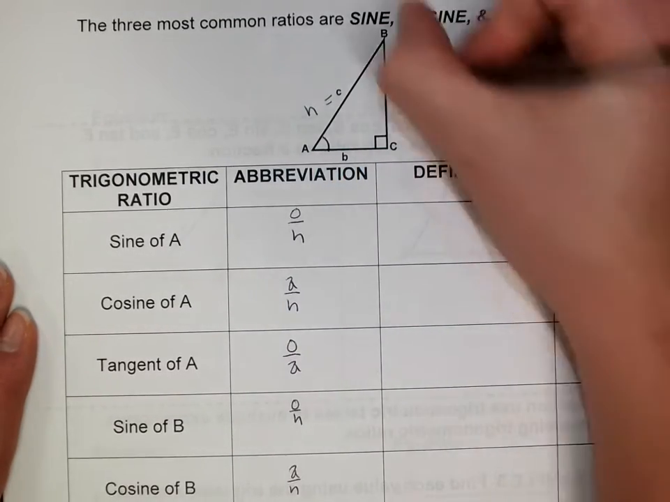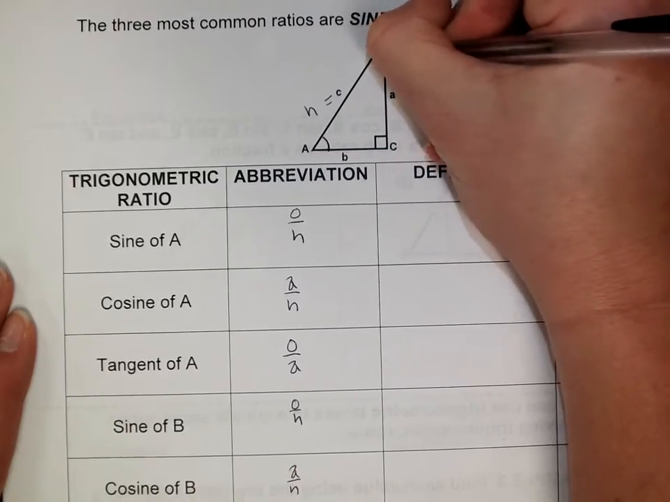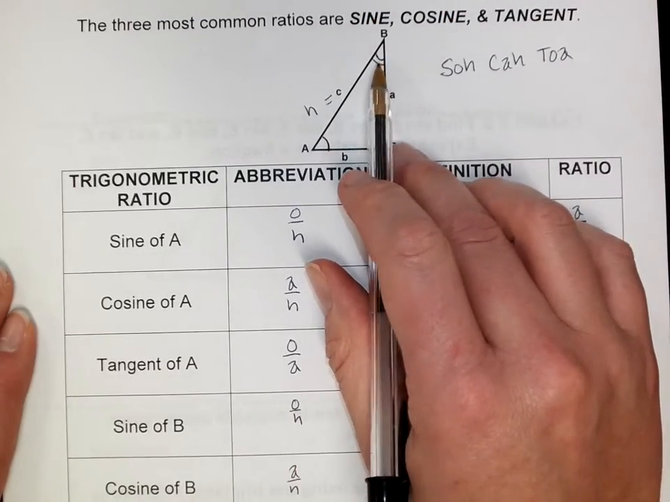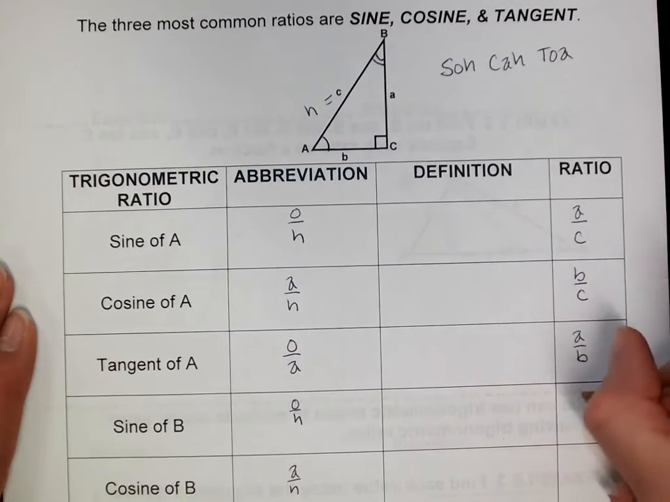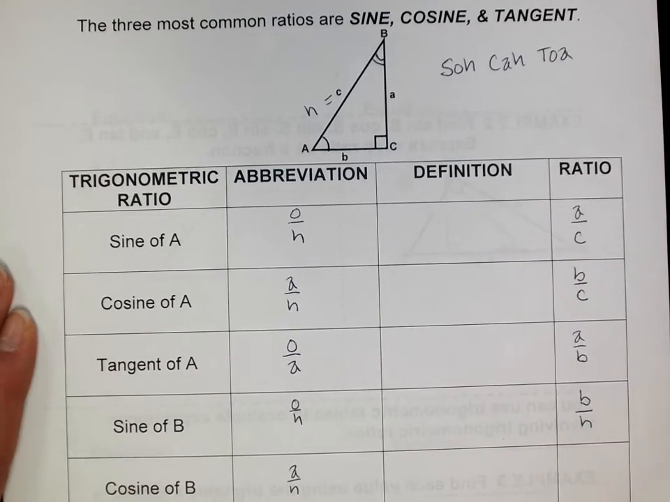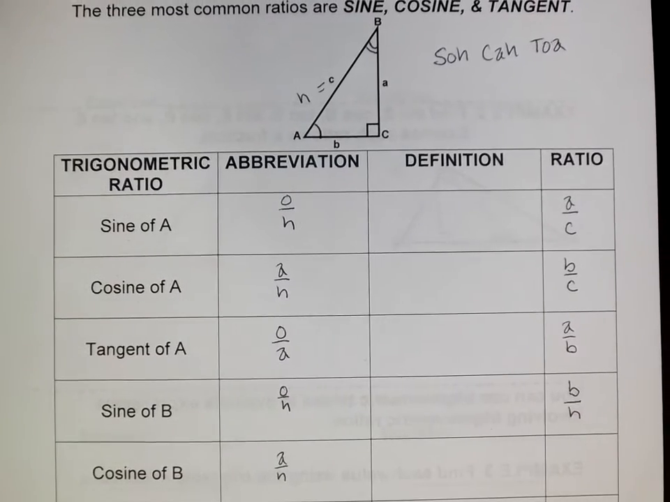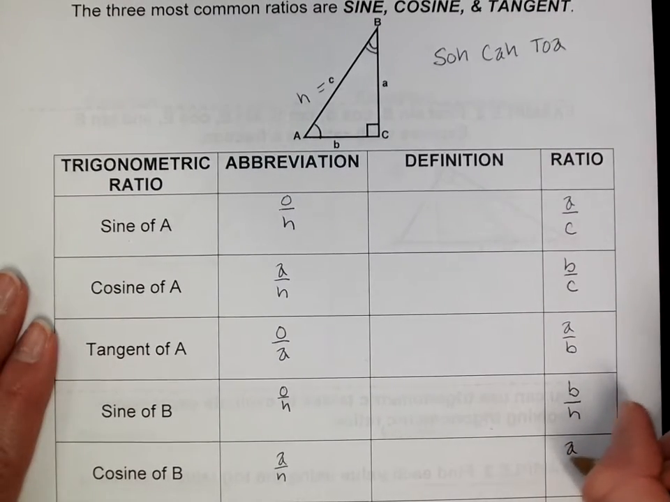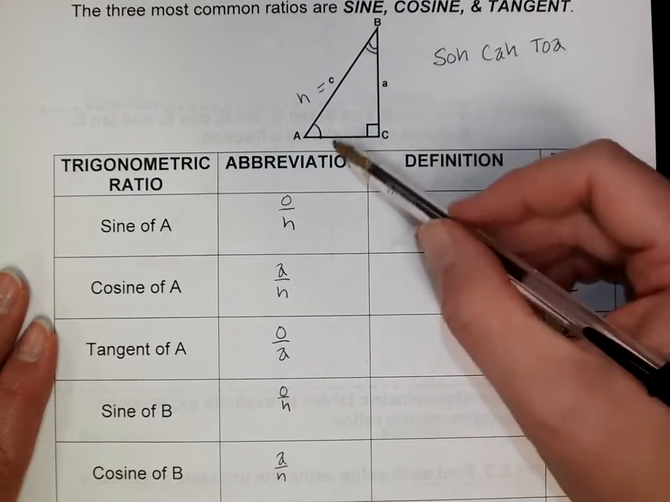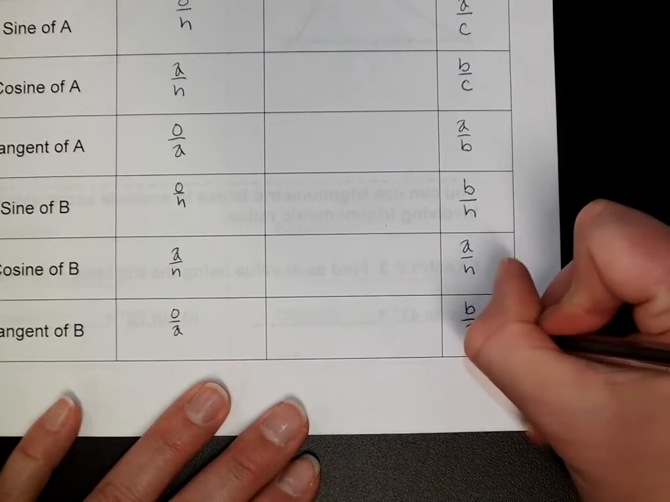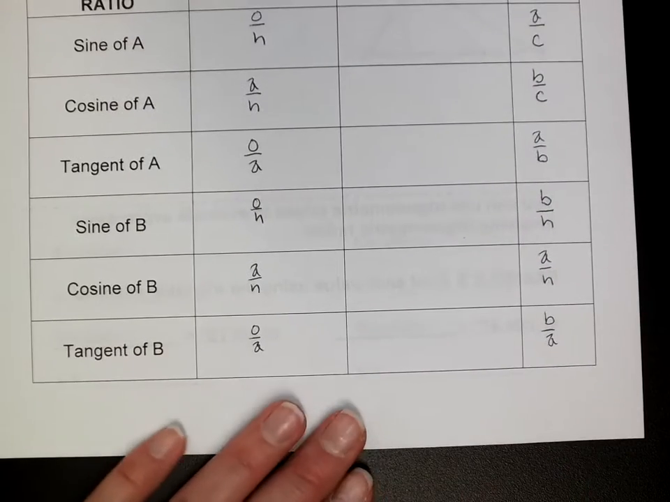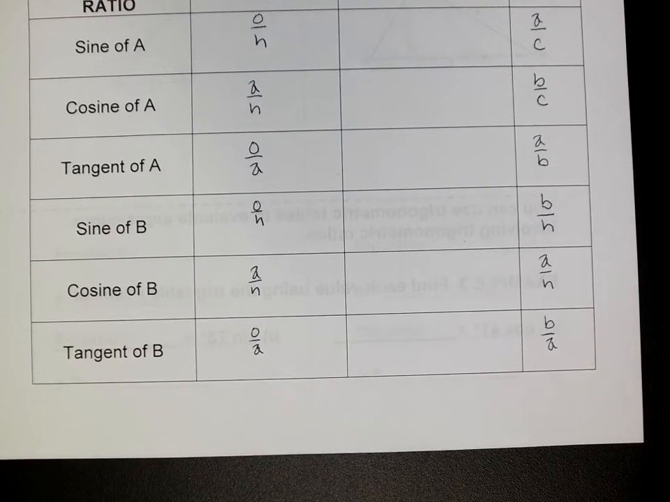When you switch to your angle B, it changes which one's opposite. So opposite of B is going to be B over the hypotenuse. Adjacent to B is going to be A over the hypotenuse. And then opposite over adjacent for this one is B over A. These relationships can help you determine lengths of sides. They can also help you determine the angles of different right triangles.